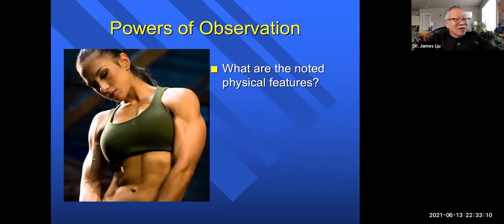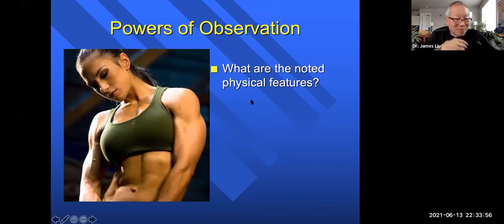So going back to the powers of observation, what are the noted physical features in this individual? And I probably, if I do chat, I don't know if it's going to screw it up, but we'll see. No typing yet. Hopefully this will go away when I hit chat again. It doesn't go away. Well, that's not working. All right, let me go back to share screen again.